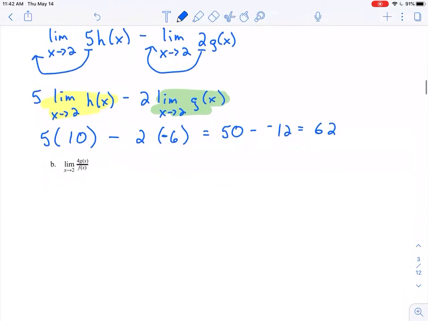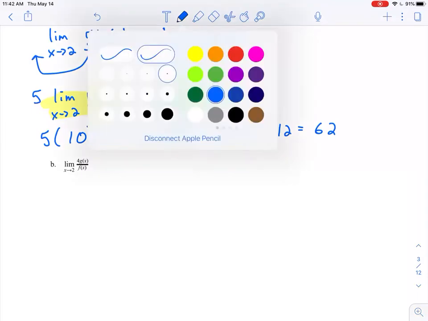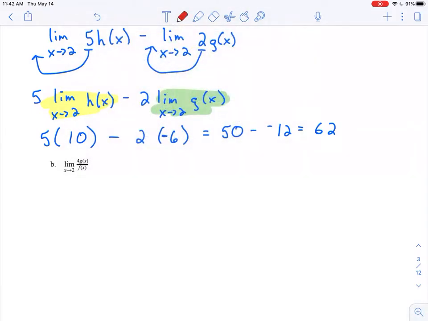We've got limit as x approaches 2 of 4 times g of x over f of x. So let's change up our color here. Again, I'm going to take this limit. I see this division, so I can take the limit of the numerator and the limit of the denominator. So limit as x approaches 2 of 4 times g of x divided by limit as x approaches 2 of f of x.